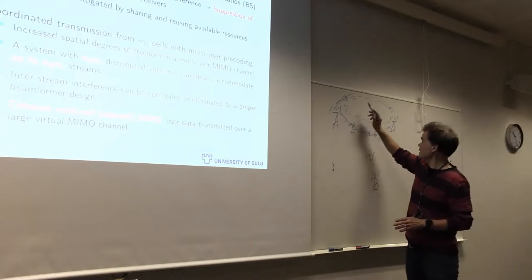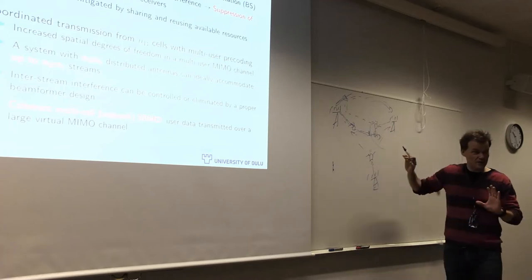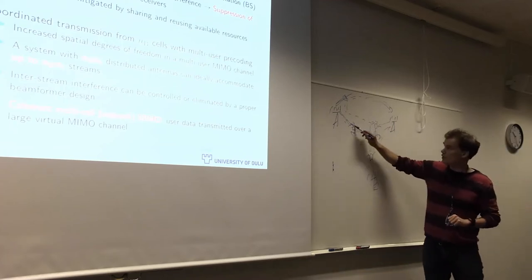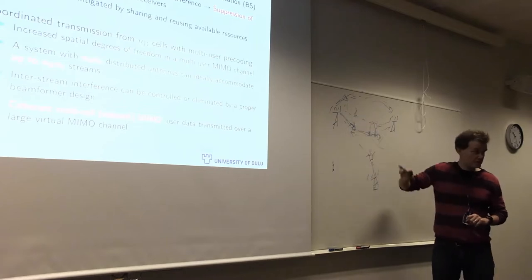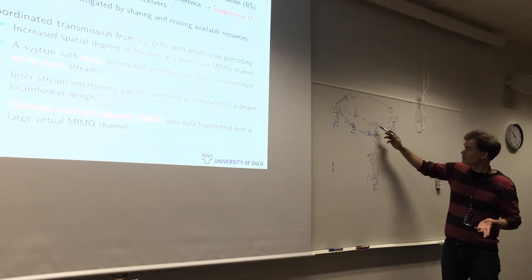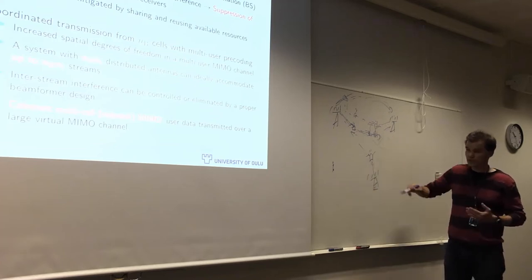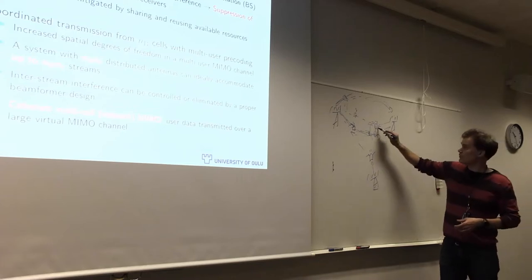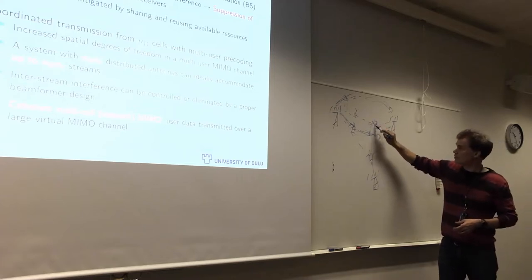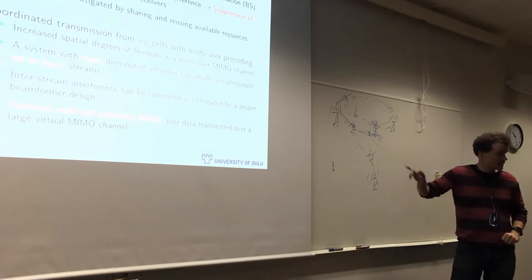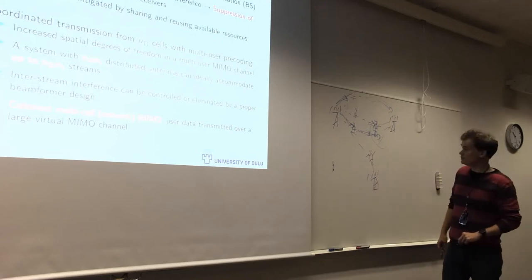If you don't have any coordination between base stations, we are only focusing on serving our own users, right? Then the only way to treat the interference at the other cell's user is via receiver processing. If the users have multiple antennas, they could try to remove the interference coming from the interfering base stations and so forth.